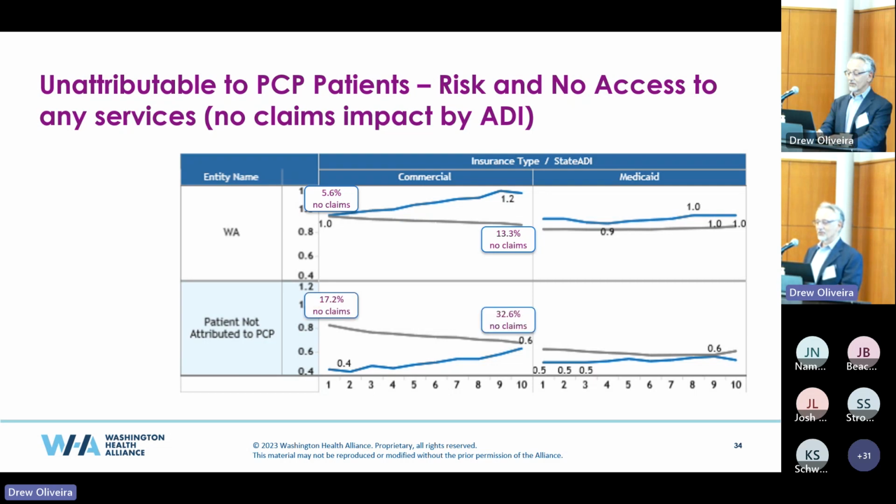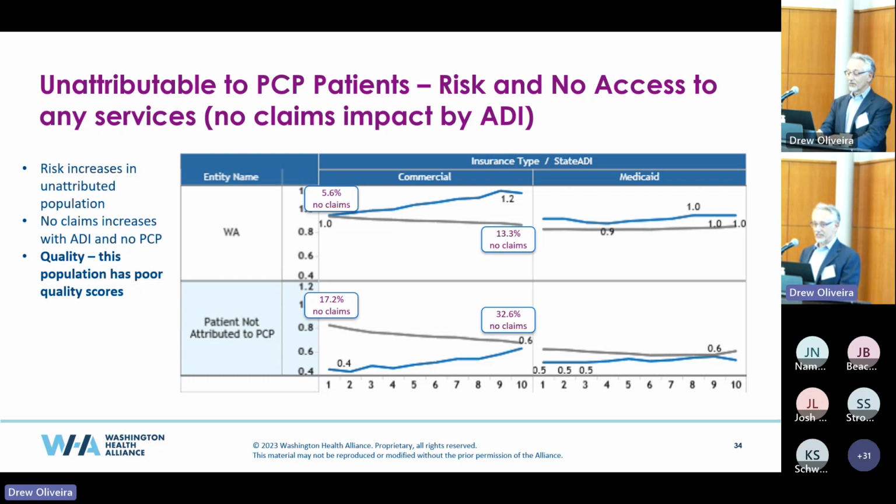Almost a third of the time, if you don't have a PCP and you're in decile 10, you did not access any care in the last couple of years. So that one seems more worrisome than some of the other ones. So what we've seen is the risk keeps going up. They may not be getting claims at all. We know from our previous release that quality gets worse without having a PCP. And is it that avoidance that's making the quality worse, or is there something else? And is that really driving those gaps in care?